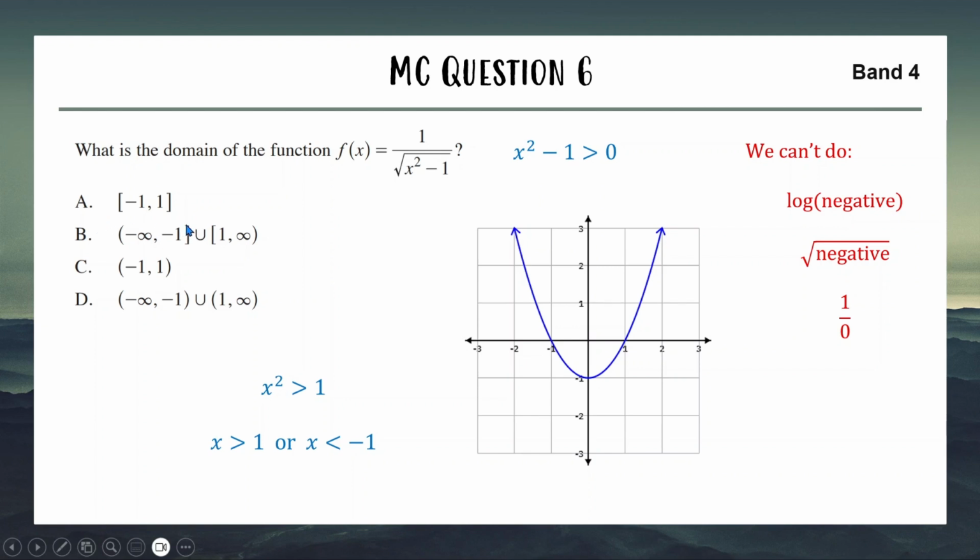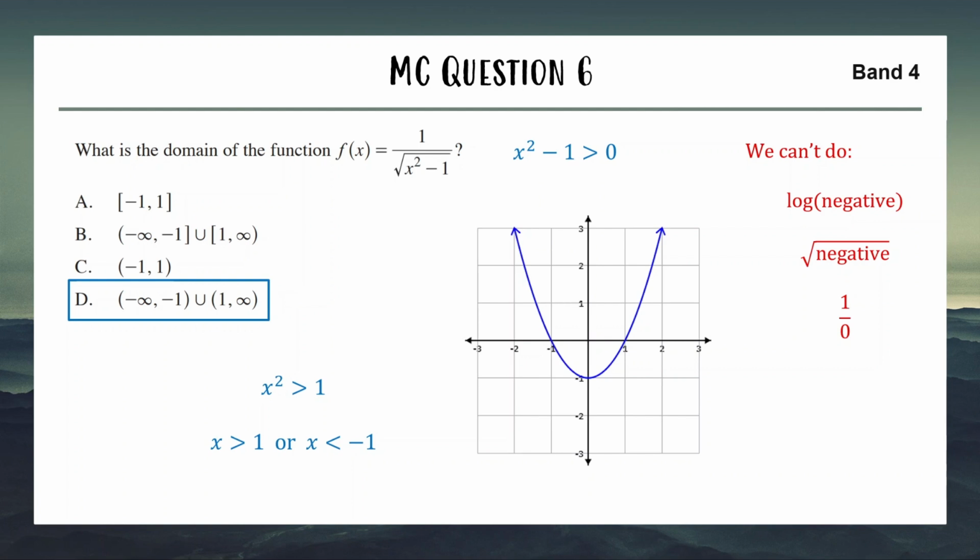However, with B, we have square brackets on negative 1 and 1, meaning that they are being included, but we can't include 1 because that would give us a 0 inside the square root, and then we would be dividing by 0. So we want to exclude the 1 and the negative 1, and that's why option D is the best option, because we have from negative infinity up to negative 1, and then the union of that with 1 to infinity, not inclusive. So D is the pick for our 1 mark in question 6.